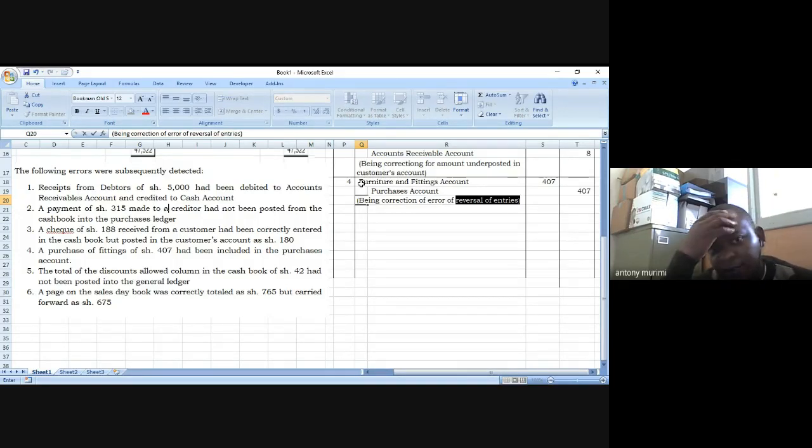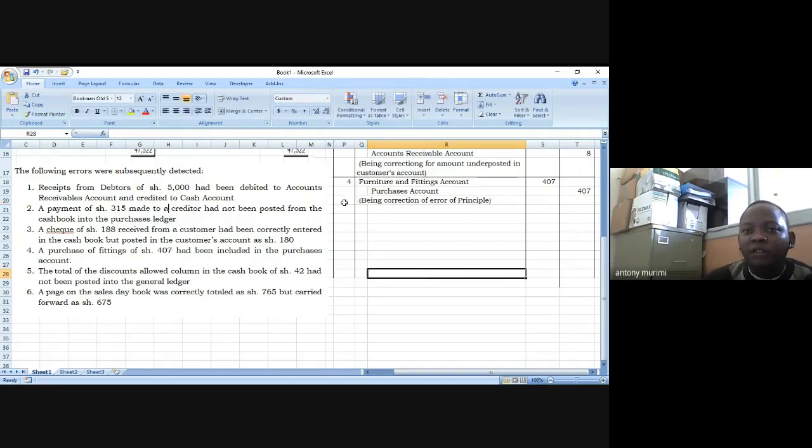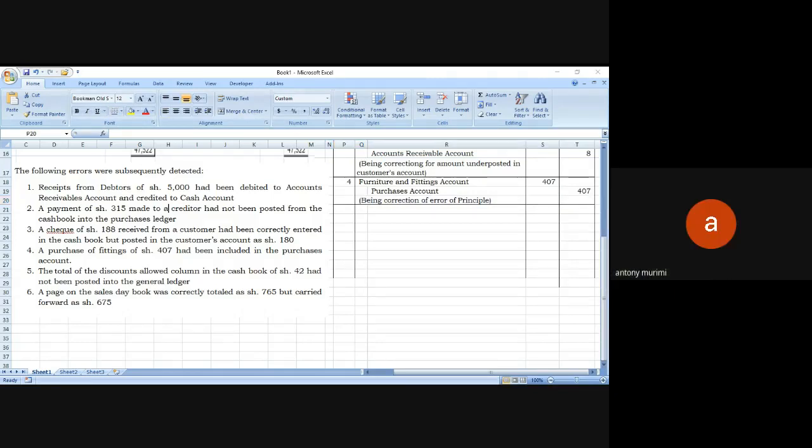What type of error is this? This is an error of principle. Entered in the wrong account of a different class. So an error of principle. So being correction of error of principle. Then we proceed to the fifth error.